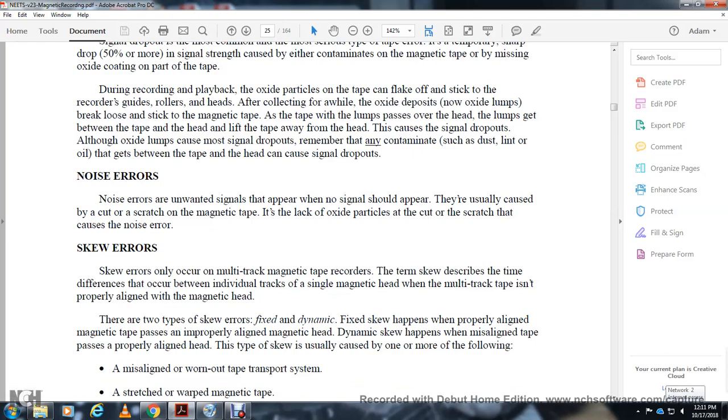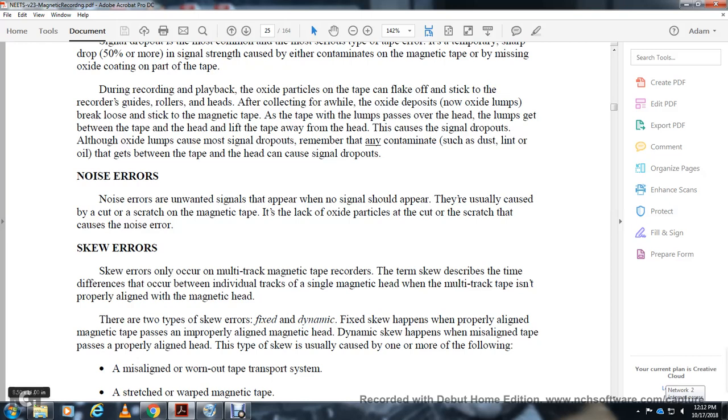Skew errors only occur with multi-track magnetic tape recorders. Skew describes the time difference between the individual track signals when the multi-track tape isn't properly aligned with the magnetic tape head. There are two types of skew error: fixed and dynamic. The fixed skew happens when the heads are properly aligned with the magnetic tape but the tape does not pass them properly. The dynamic skew happens with a misaligned tape.